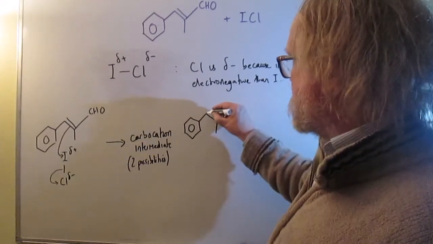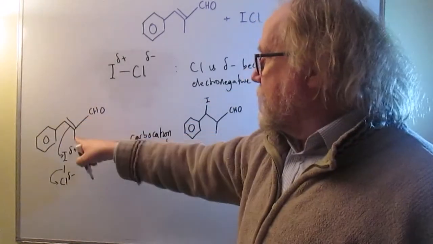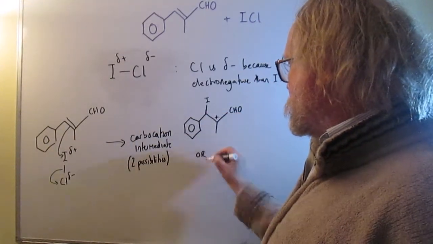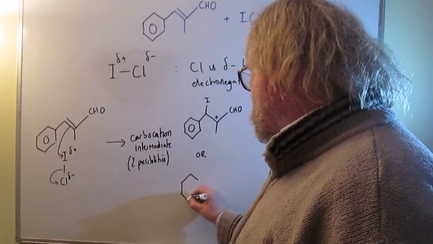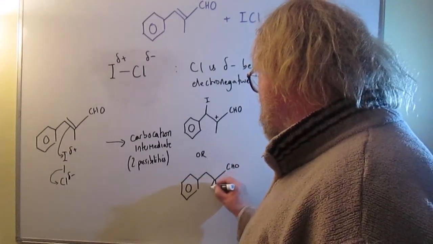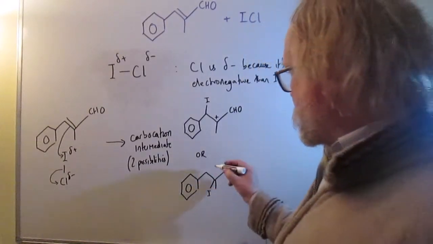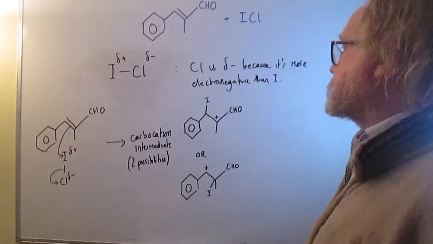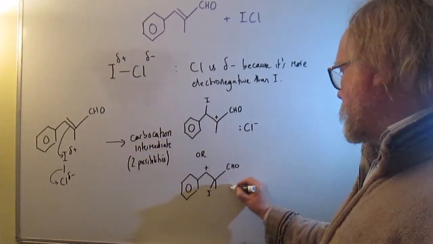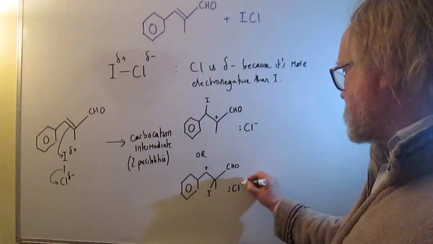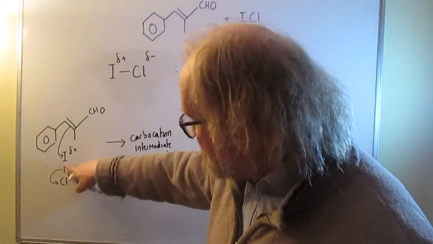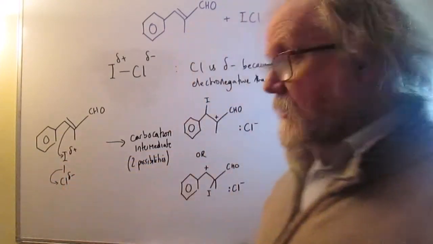So if the iodine bonds here to that carbon, then this carbon will have lost out on the electron, so that will become positively charged, or we'll get the other one, which would have the iodine attached here, same carbon as the methyl group, and that will give us a positive charge there. And either way, we'll have Cl minus formed at the same time. Okay, and again we show the lone pair on the Cl minus that was created by breaking that pi bond and that sigma bond there and pushing that electron pair out onto the chlorine.